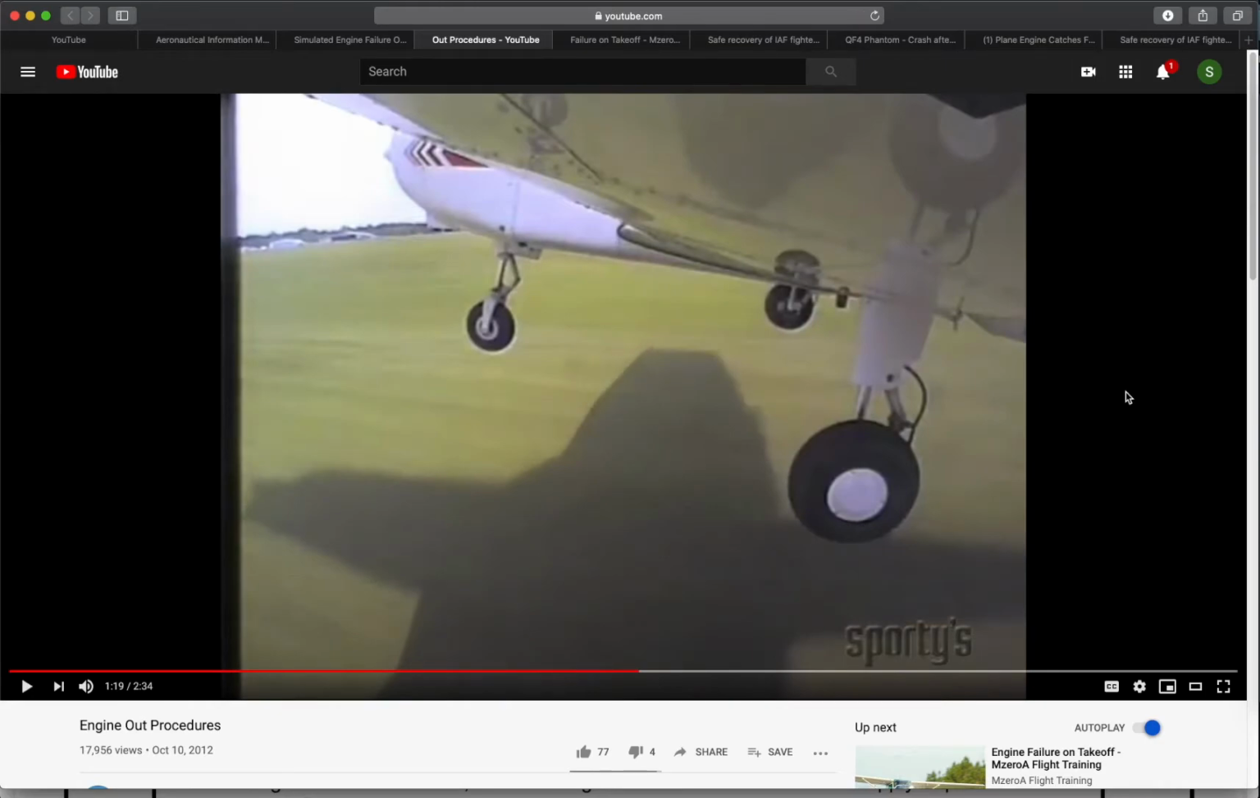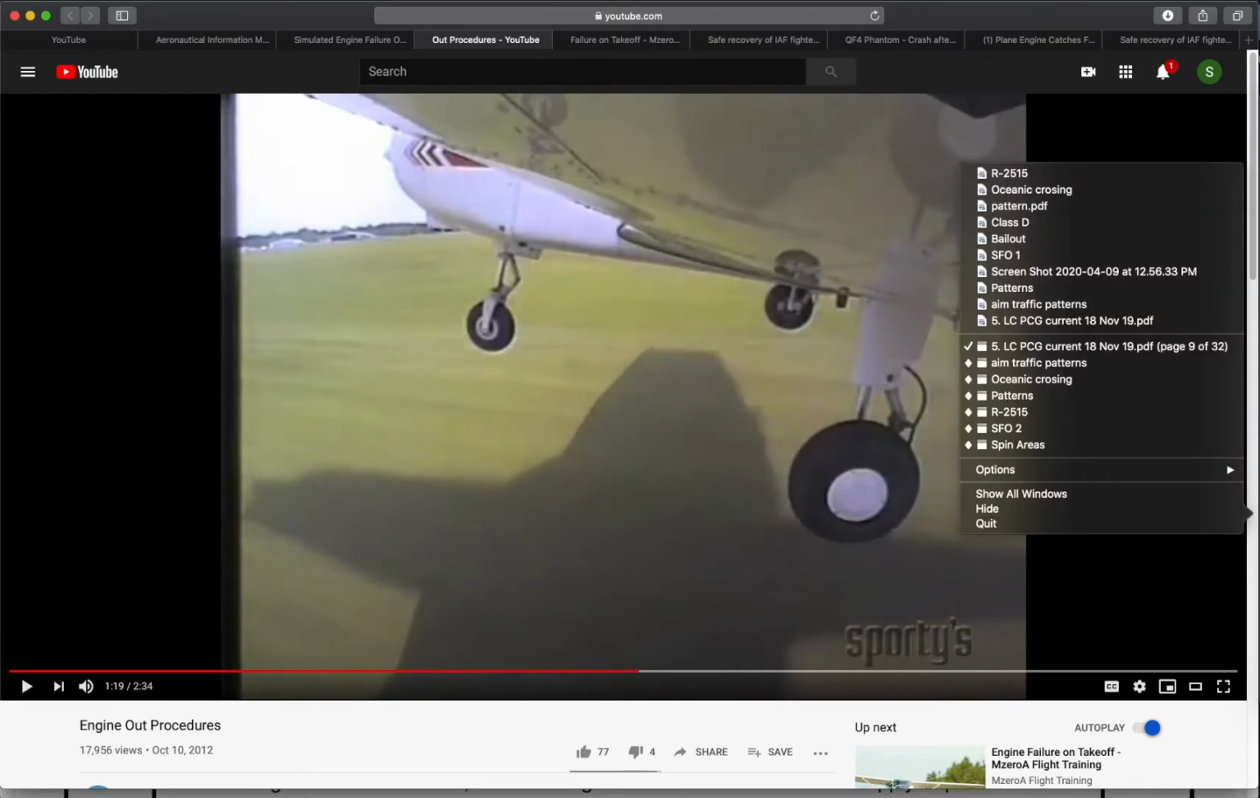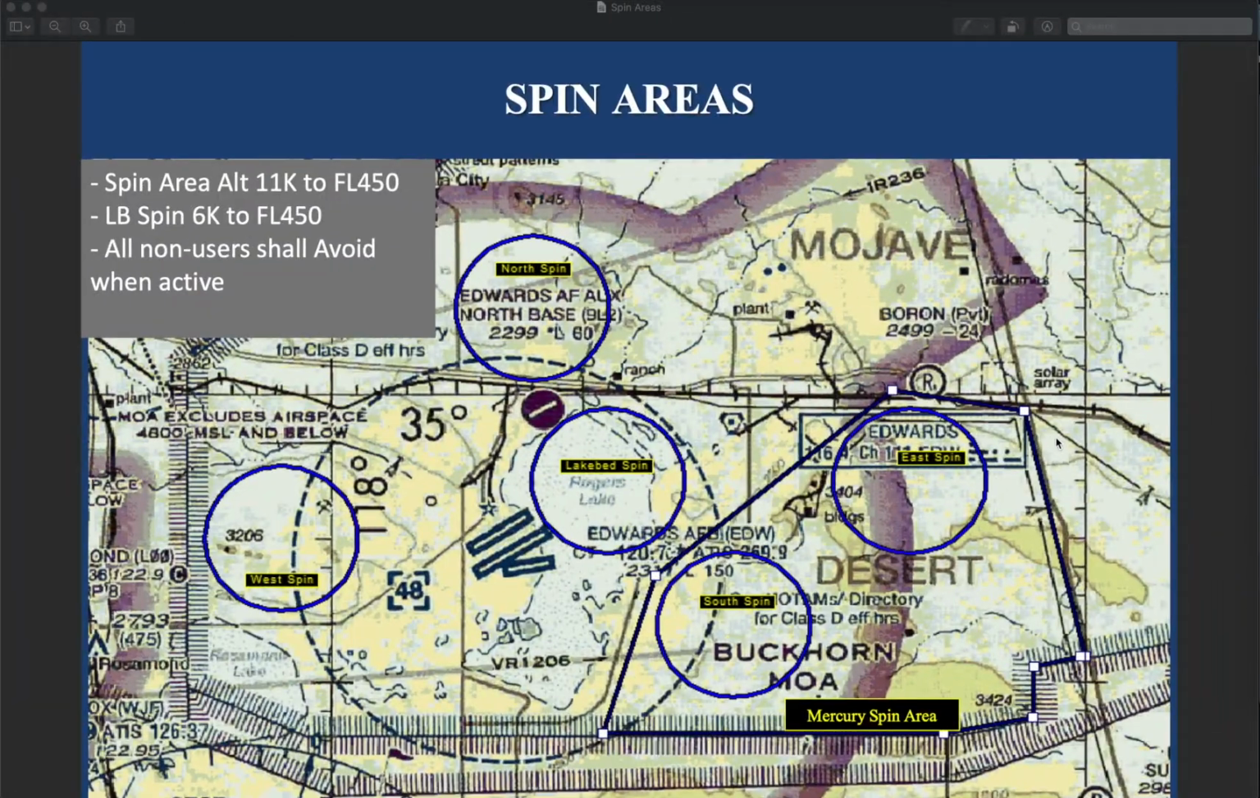So this brings up a good point as far as Edwards, why aircraft depart and they practice lake bed landings. Let me see if I can pull up our spin areas. Hopefully this has it.